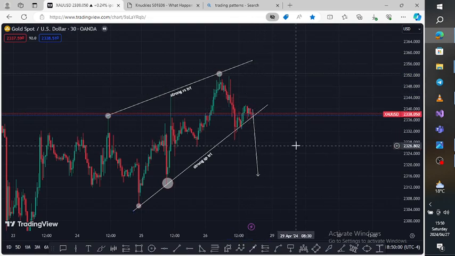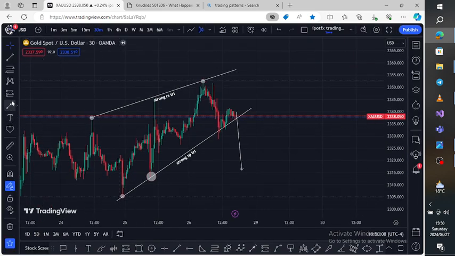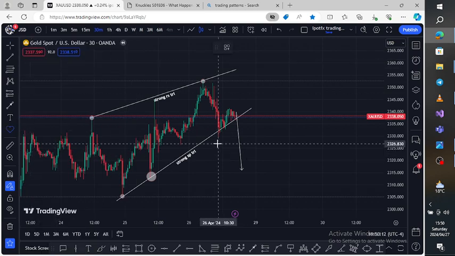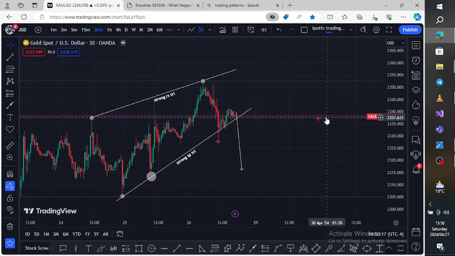Now on that part, this could have been an entry, though at that time I only sent the signal. I'm going to show you because I already have the setup. This could have been an entry somewhere there.